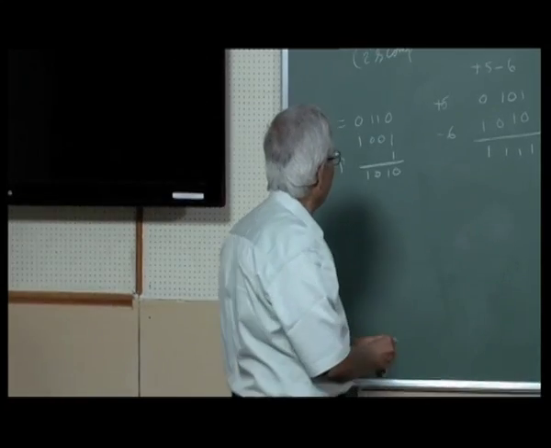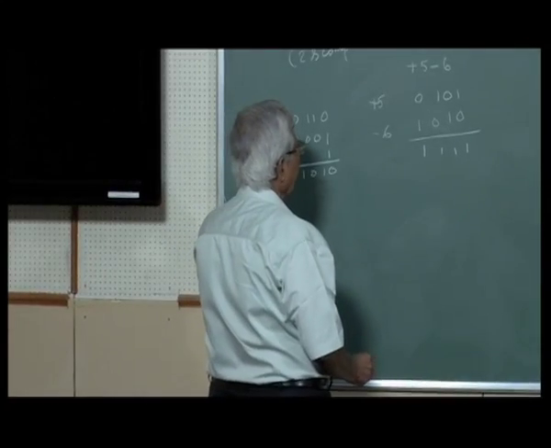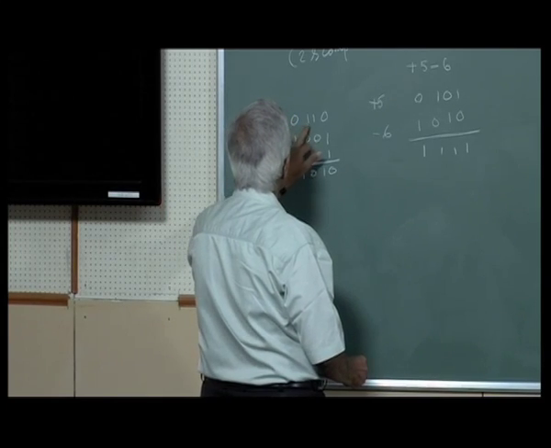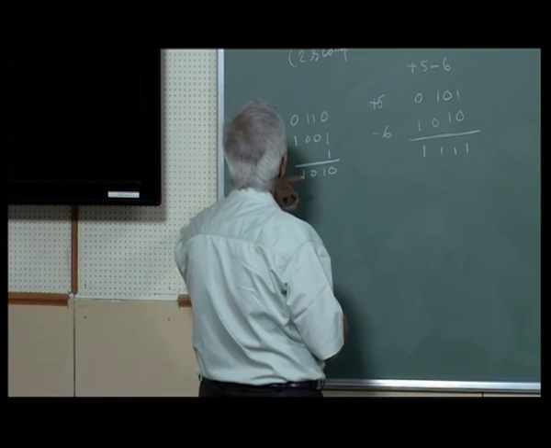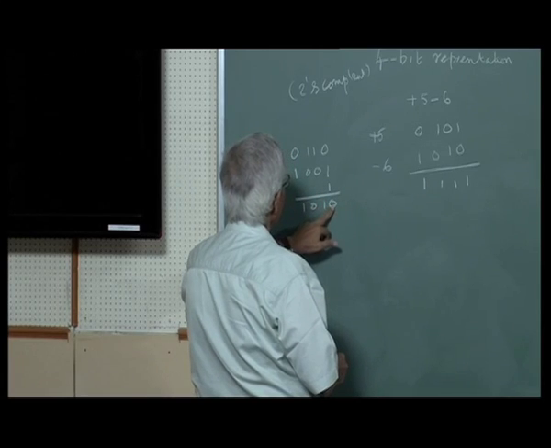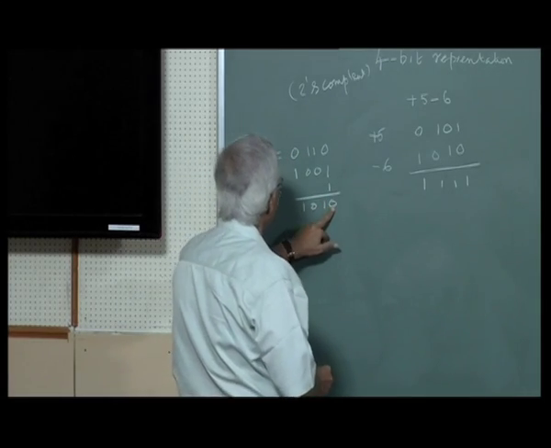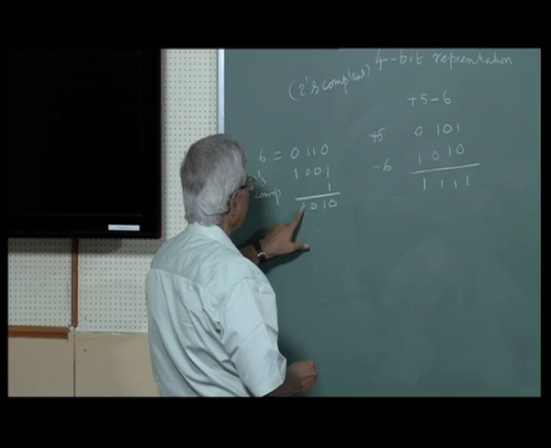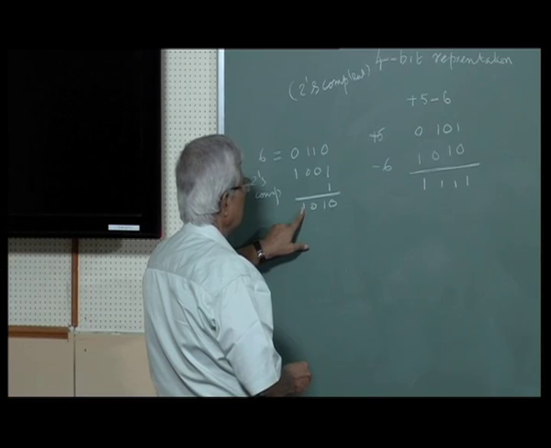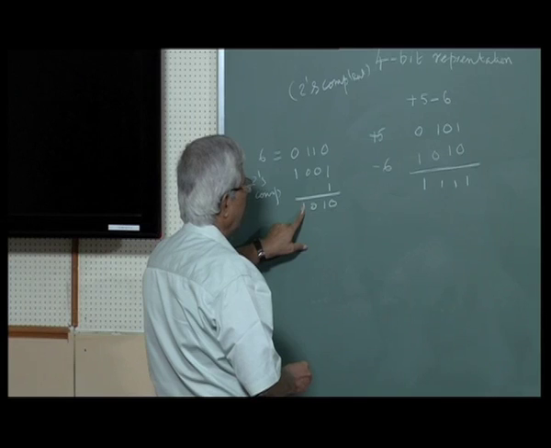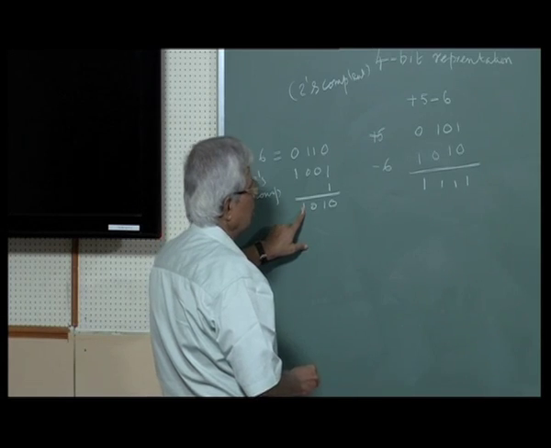I think we should do it the other way then. 5 plus 6. 5 is 0 1 0 1, 6 is 0 1 1 0. Inverting gives 1 0 0 1, add 1 becomes 1 0 1 0. This is the sign bit. Put these two together and add. Minus 6 becomes plus 6. 1 1 1 1.